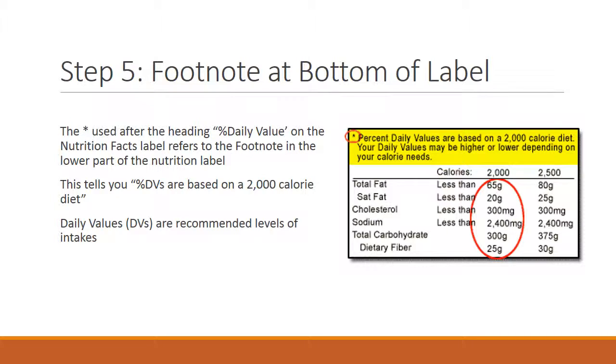Step 5 of reading food labels is understanding the footnote at the bottom of the nutrition facts label. Note the asterisk used after the heading % daily value on the nutrition facts label. It refers to the footnote in the lower part of the nutrition label, which tells you % daily values are based on a 2,000 calorie diet.